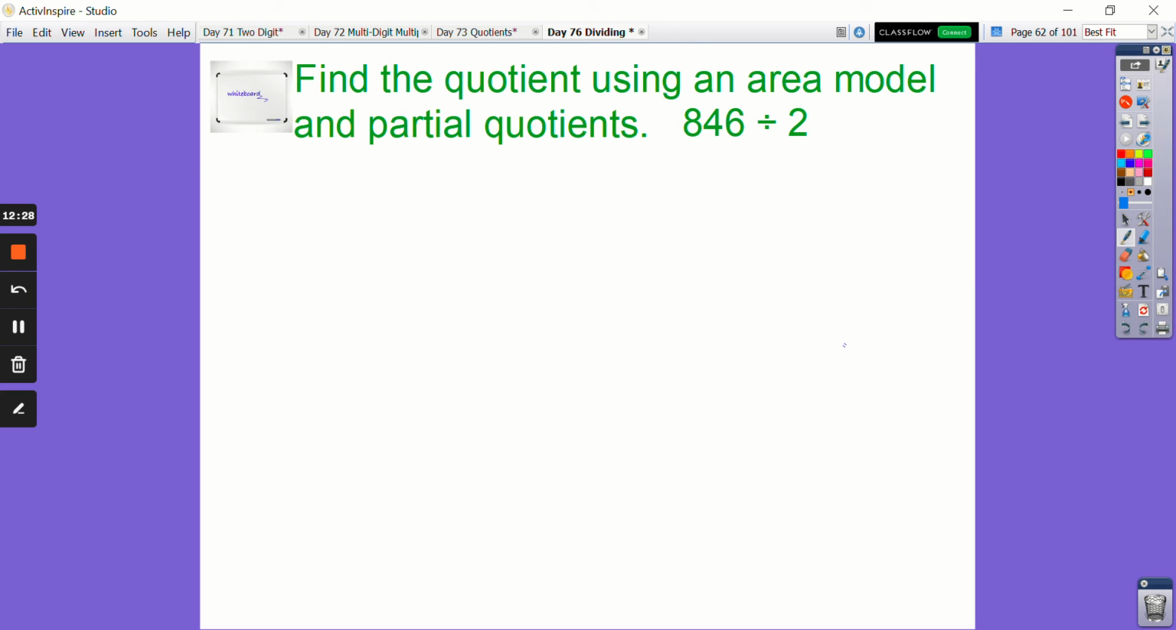Okay, we have another one for you. Again, the area model and the partial quotients. Let's see both of them on your whiteboard, please. Go ahead and pause the video and try this one for us.